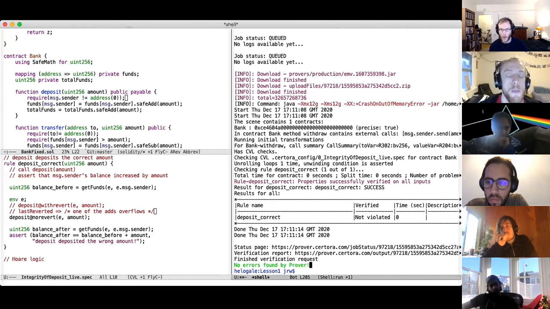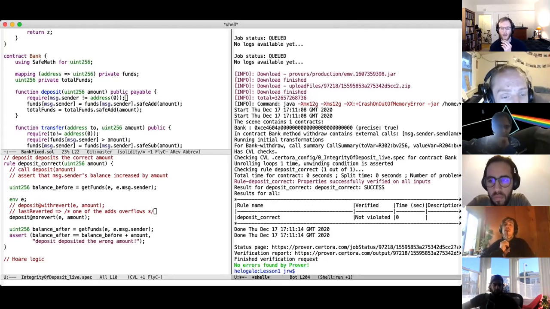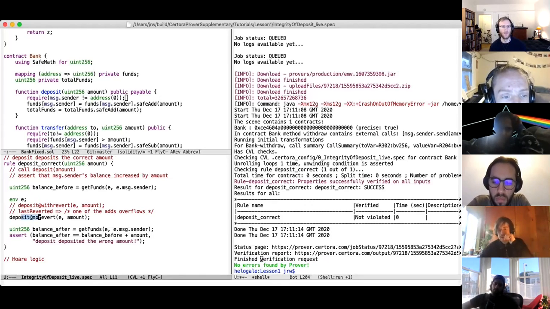Okay, so while we were talking about all that, our bank fixed job finished, and it verified. So that means that in all non-reverting scenarios, deposit adds the correct amount to the state. Okay. Cool.